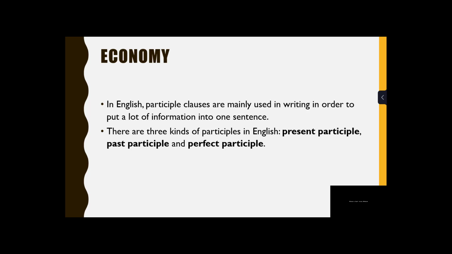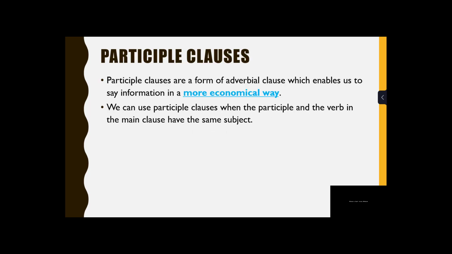And this is what we did in class with some examples. Here I'm going to show you some clear examples. What is the function of participle clauses? They are a form of adverbial clause which enable us to say information in a more economical way. We can use participle clauses when the participle and the verb in the main clause have the same subject. And that's what we did in class.